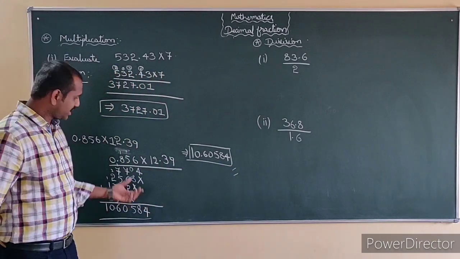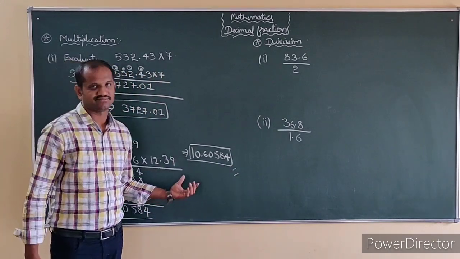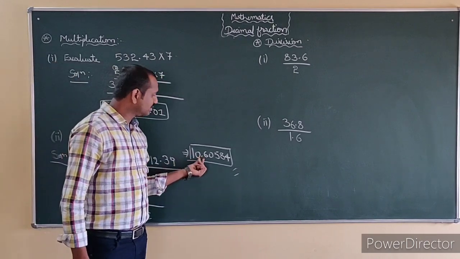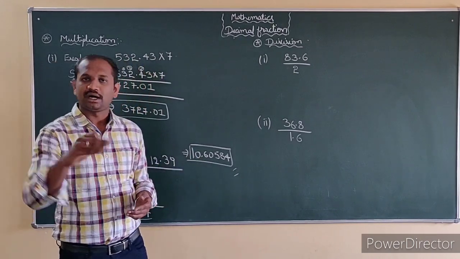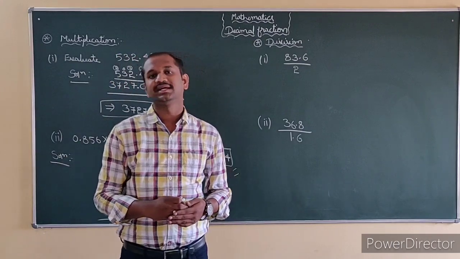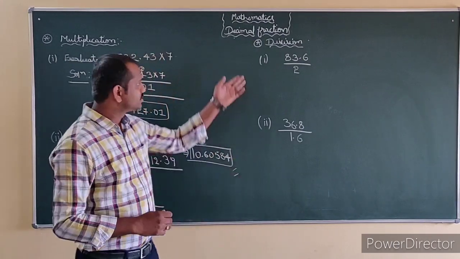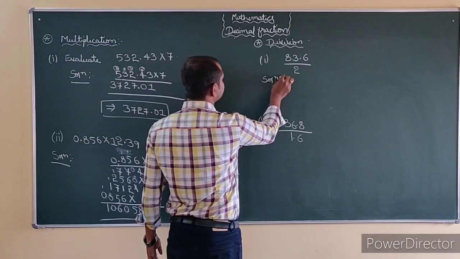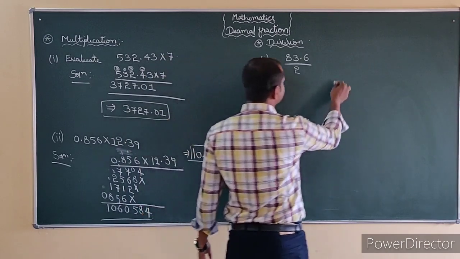Only to do the multiplication, you should know the tables well. Understand? Only according to the decimal fraction, we need to learn where we shift the point once the multiplication is done. Understand? Okay, next we have division. It's also a very simple one.